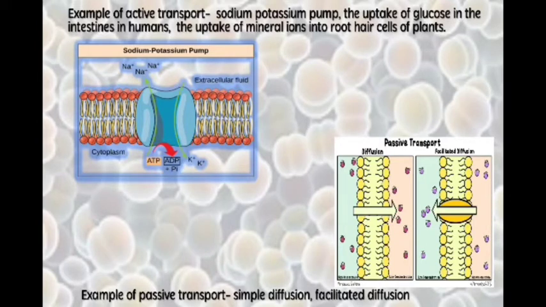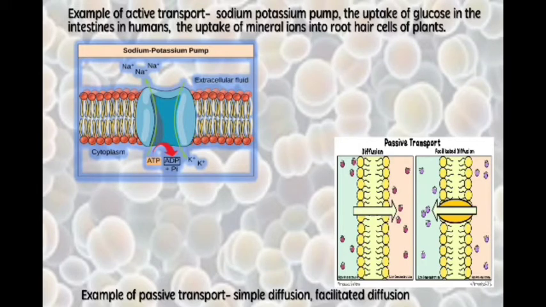Now, passive transport does not require any energy input. As we know, this movement of molecules from an area of high concentration to an area of low concentration is called diffusion. Here you can see this is the low concentration area, this is the high concentration area, and the molecules move from high to low. This is an example of passive transport. This is called simple diffusion. If this process is carried out by a carrier protein or channel proteins, it is called facilitated diffusion.